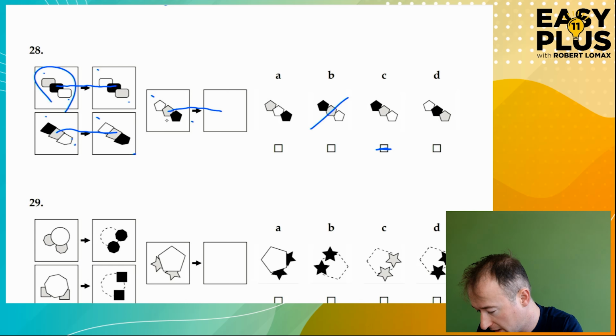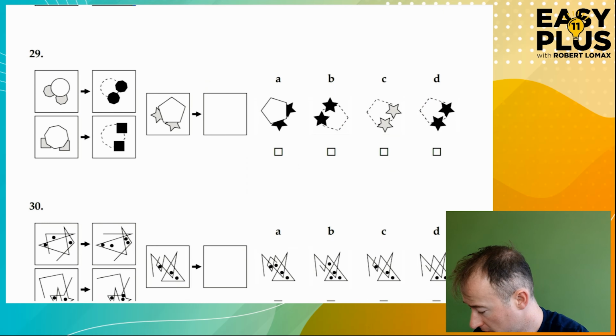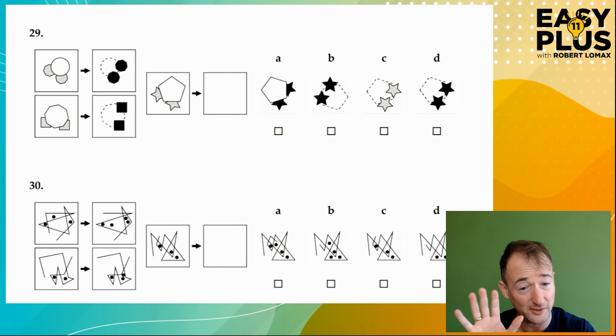So it's going to be black top left and white bottom right. That is indeed the case in C. So C is our answer. On to 29. Again, get used to the way we're just doing one thing at a time.